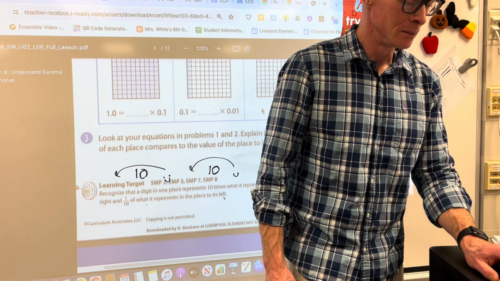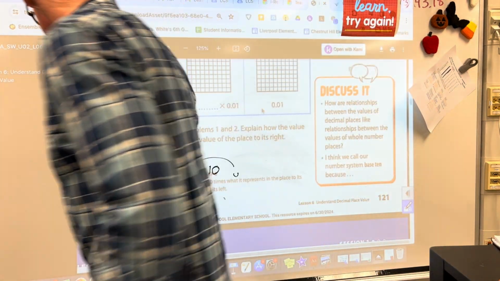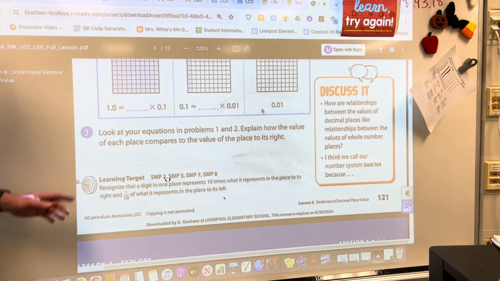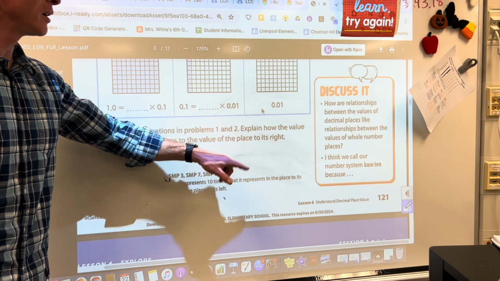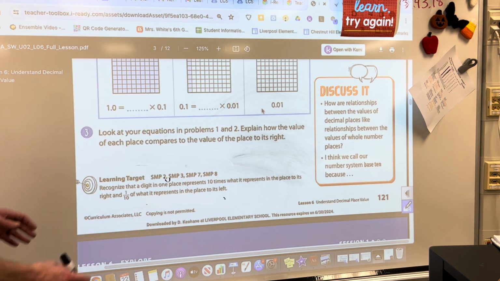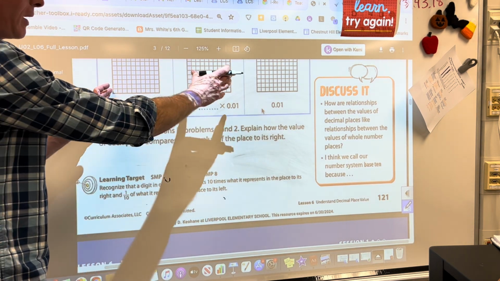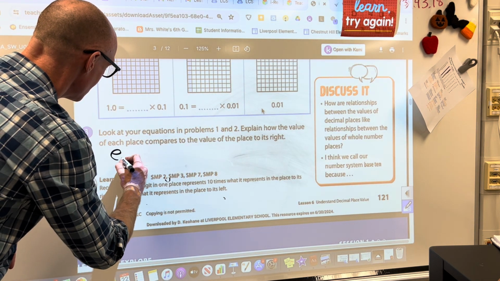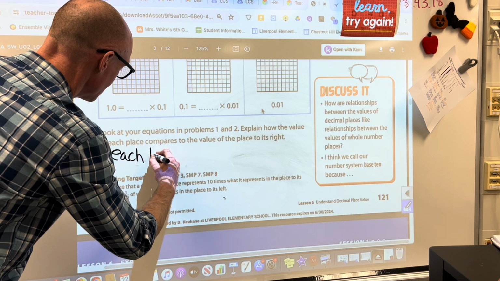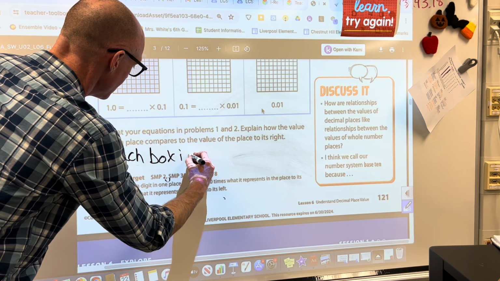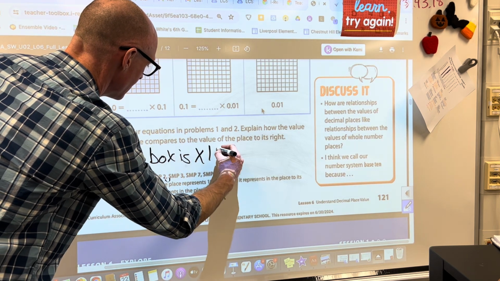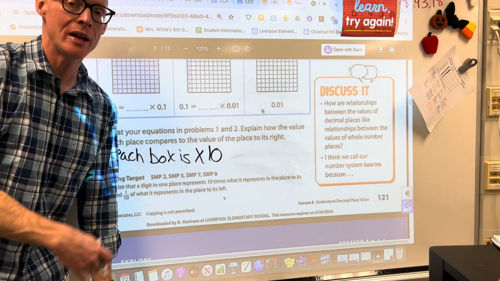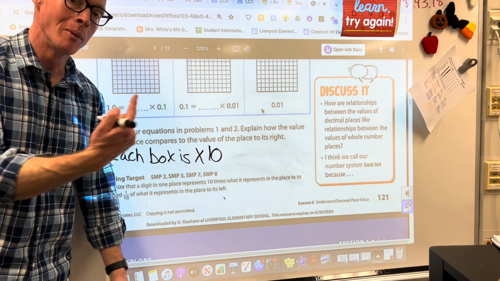Okay. Now, question number 3. It says, look at your equation for problems 1 and 2. Explain how the value of each place compares to the value of the place to its right. So how does this compare to this? What we're going to say is each box is times 10. Boom. Tomorrow, in class, we're going to be working a little bit more with these. We'll make sure you have these down.